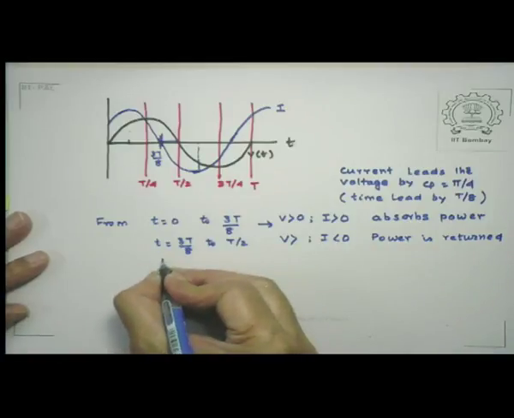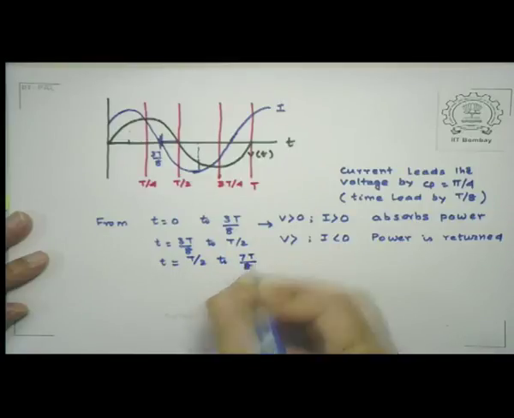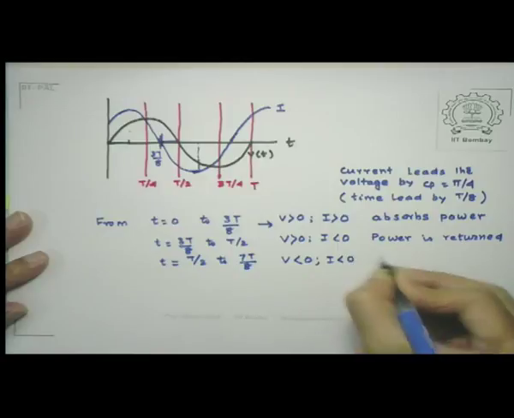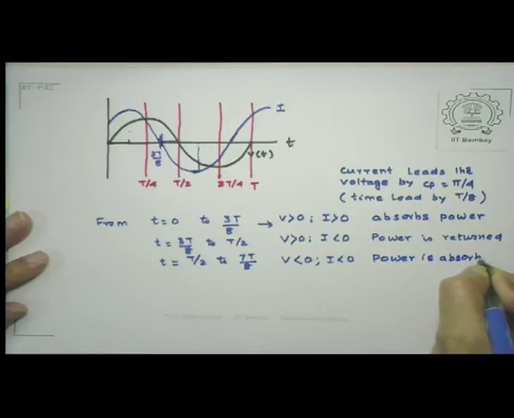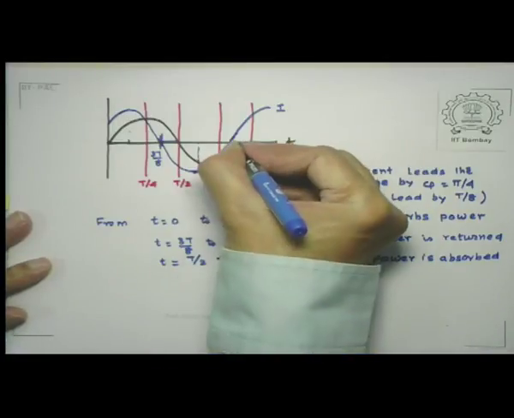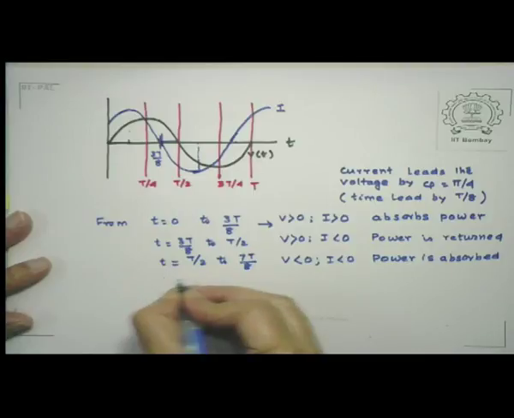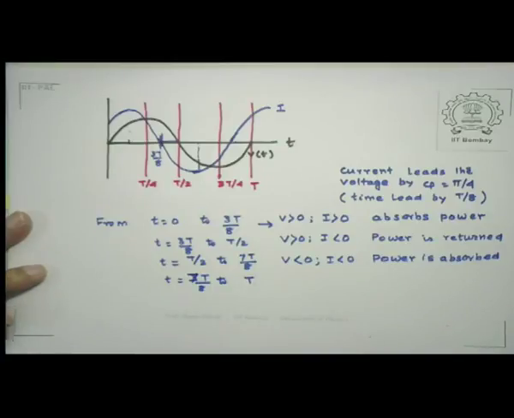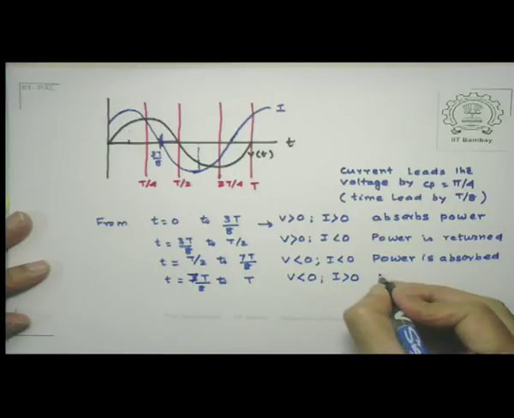And I can continue like this from t equal to T by 2 till 7T by 8. My current and voltage are both negative. So once again, power is absorbed. And from 7T by 8, this is slightly to the left of where it should have been because of freehand drawing, from 7T by 8 to T, my voltage still is negative, but the current has now become positive. So once again, the power is returned.